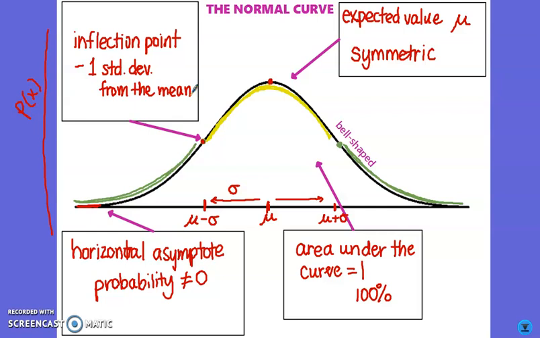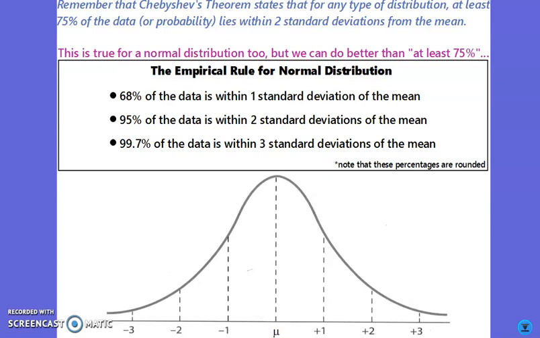I think that's all we want to talk about for the shape of the curve, but now let's talk about some amazing properties that it has. Remember Chebyshev and how he says that as long as you stay within 2 standard deviations of the mean, at least 75% of the data, or in this case the probability, would be within 2 standard deviations. So that's what these dotted lines are standing for, standard deviations. So here's that 1 standard deviation away, that inflection point.